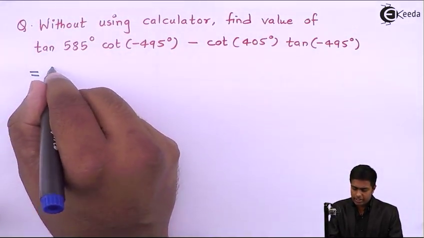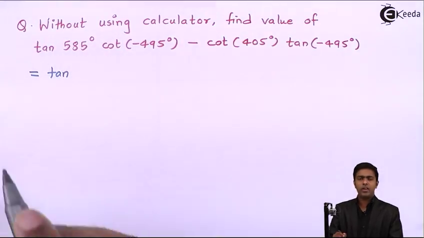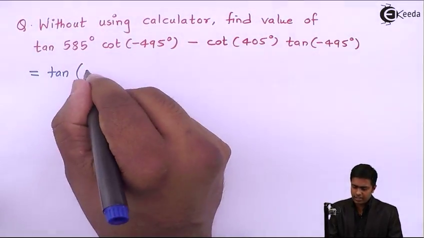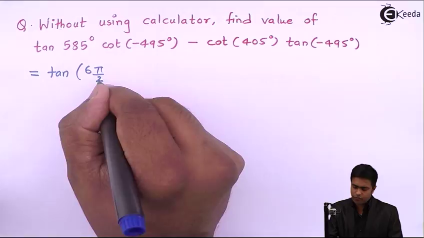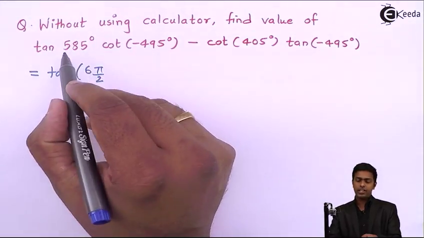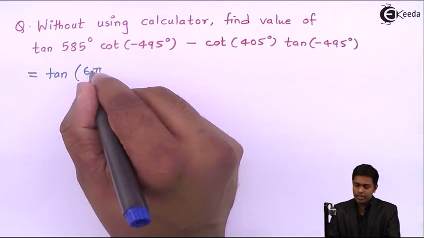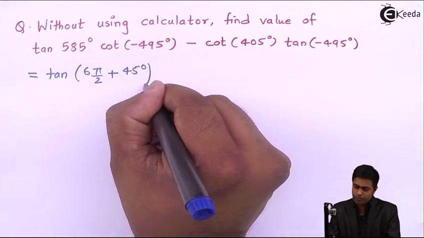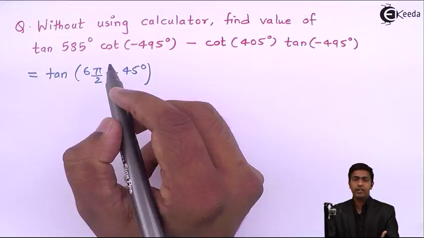So this will become tan of, now we have 585 degree, I want to convert it in multiple of 90 degree. So we know that 6 into 90 degree is 540 degree. So I can say here that 6 times 90 is 540, but our angle is 585. So in this 540 I will add 45 degree more. So this becomes 585 degree.